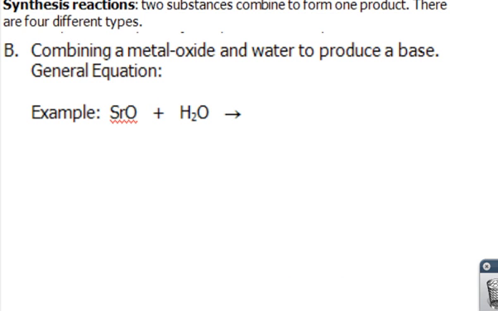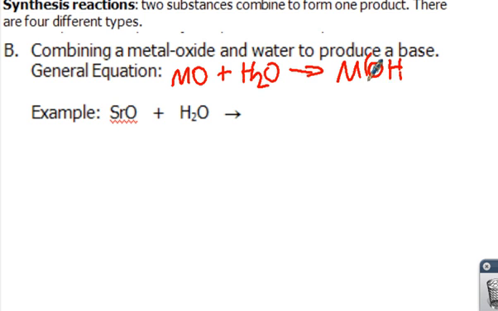All right, here we have an example of a synthesis reaction involving a metal oxide in water. And when metal oxides react with water, they make bases. And what do all bases have in them? Hydroxide. And my sample equation is not balanced, but we are going to balance it. So here's the metal with hydroxide afterwards. We are going to balance it in our sample equation here.